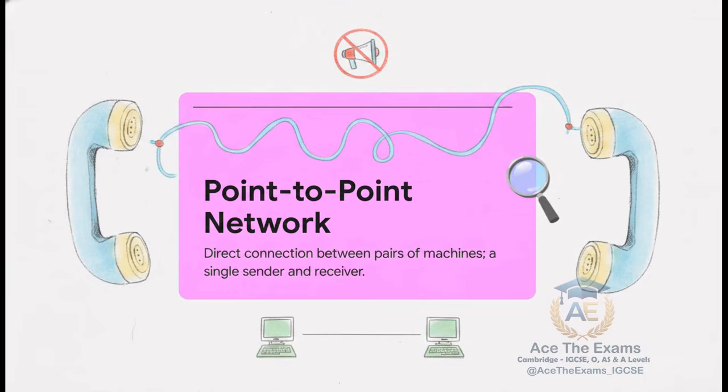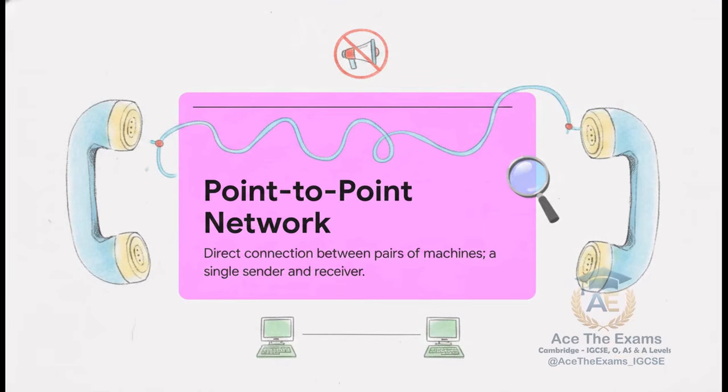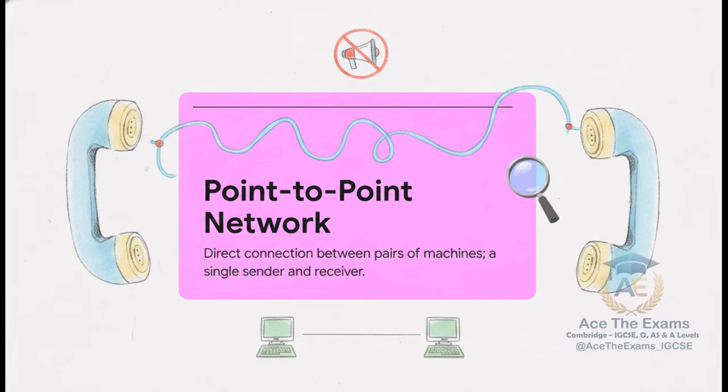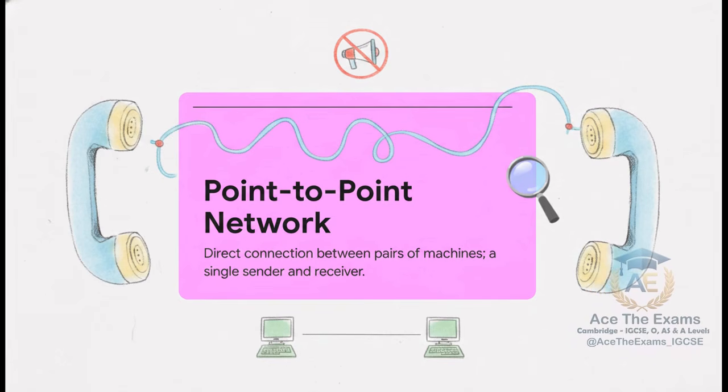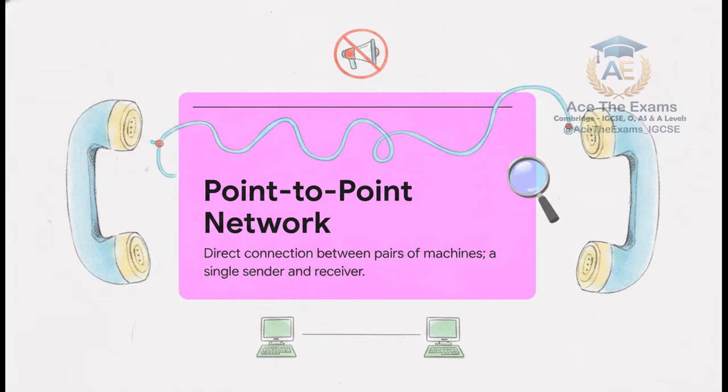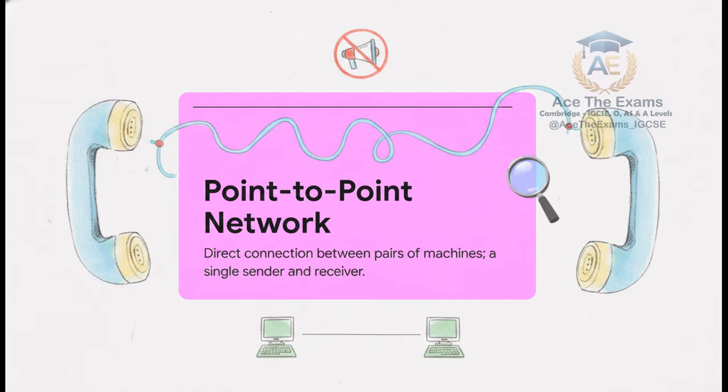Time to switch gears to Weapon 2: point-to-point networks. When broadcasting totally fails due to that congestion, we equip our second weapon to take back control. And here's the exact syllabus definition you need to lock into your memory. Point-to-point networks consist of direct connections between individual pairs of machines, meaning communication occurs between a single sender and a single receiver. The absolute key difference here is that direct one-to-one link. No megaphones this time, it's just a private, dedicated telephone wire strung directly between two specific devices.